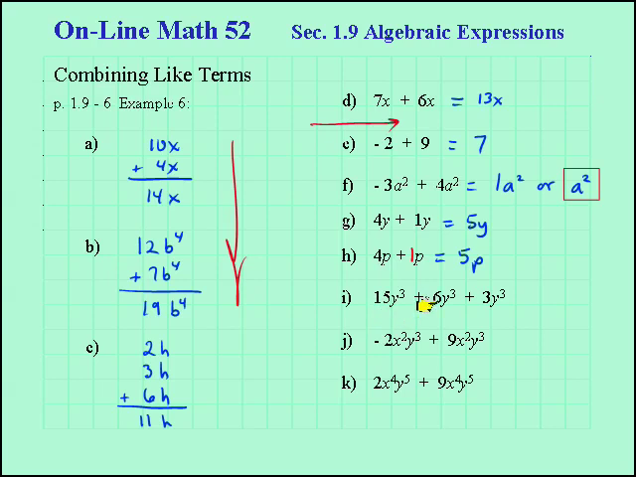y cubed, y cubed, y cubed. The variable clusters are exactly the same. So we end up adding the coefficients. 15 plus 6 is 21, plus 3 more is 24. 24y cubed.